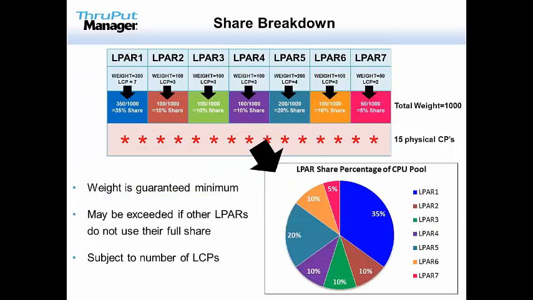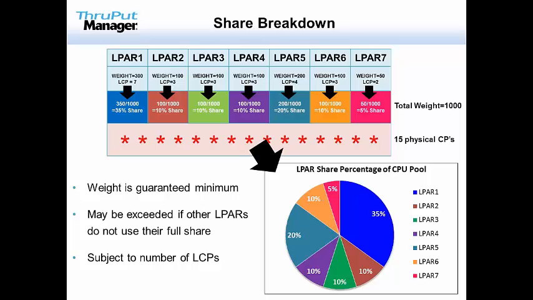So now we're getting a little colorful. Let's break down this share. The weights, as I mentioned earlier, add up to 1,000 in this case, that makes it very easy to calculate the percentage. So what I have for each of these LPARs is 35, 10, 10, 20% share, and you can see that illustrated in the chart on the right.